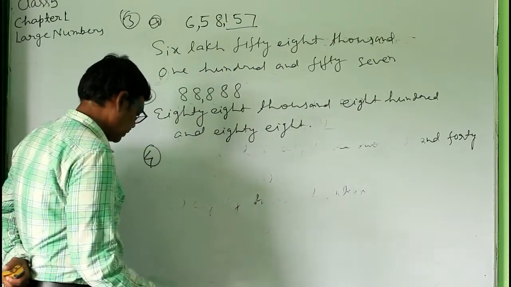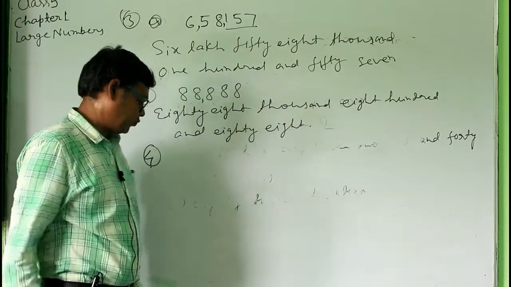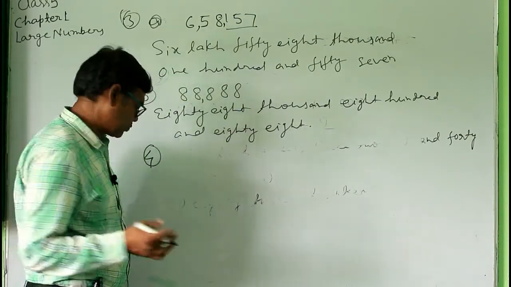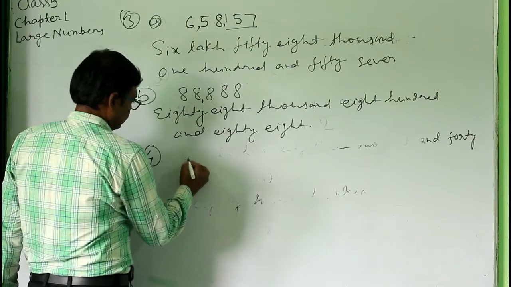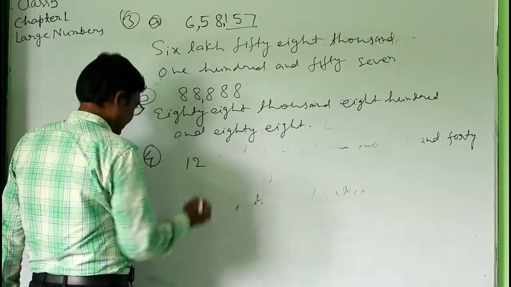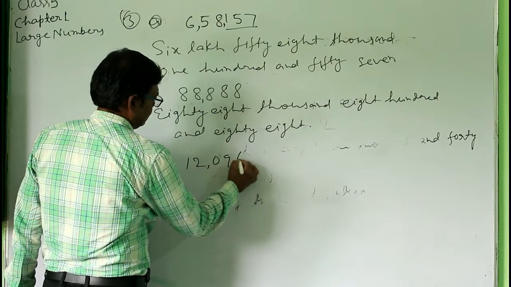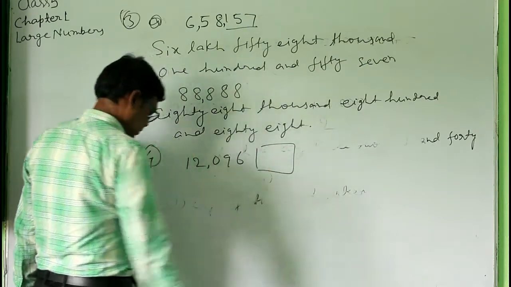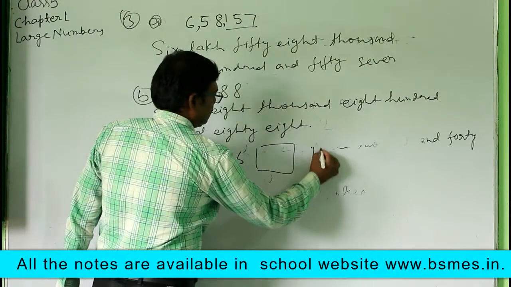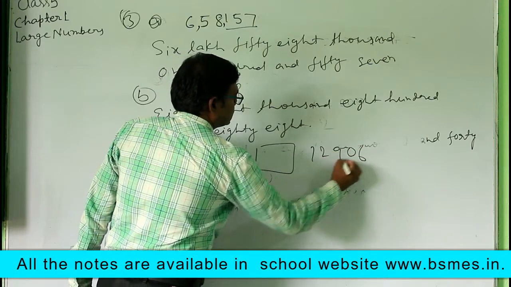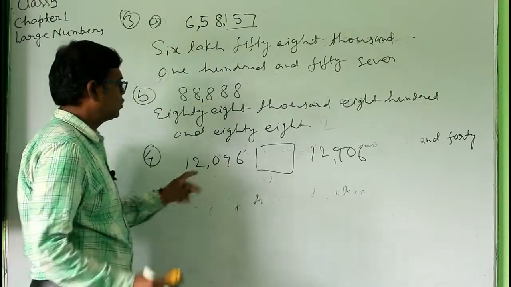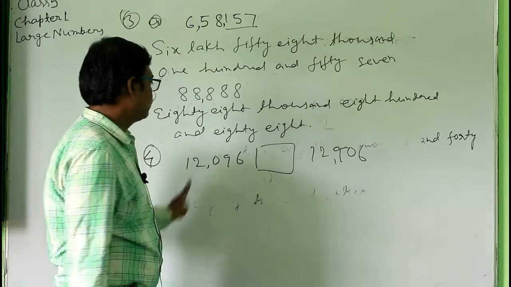So fill in the blanks, that is, we have to find out which number is greater or which number is smaller here. So first is here 12,096, and there is a box in this, and then you have 12,906. Now in this, these two numbers, which is smaller or which is bigger?